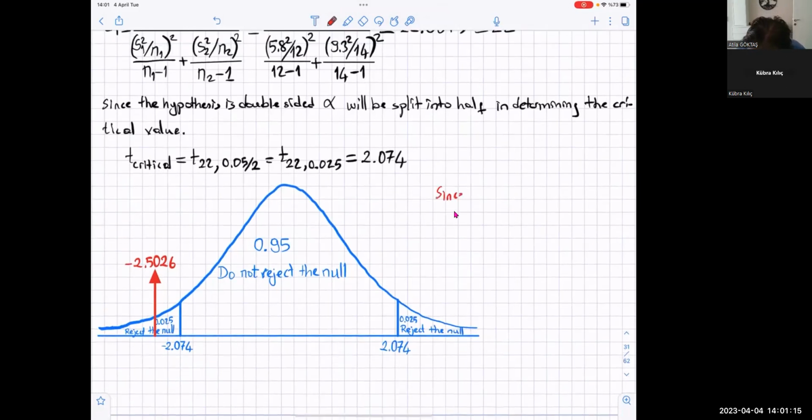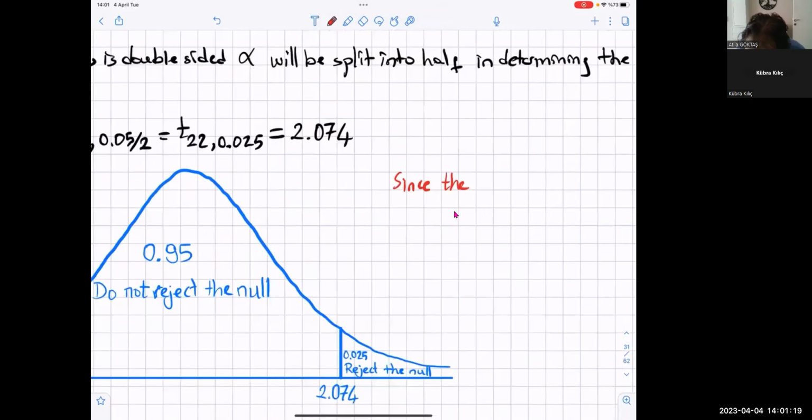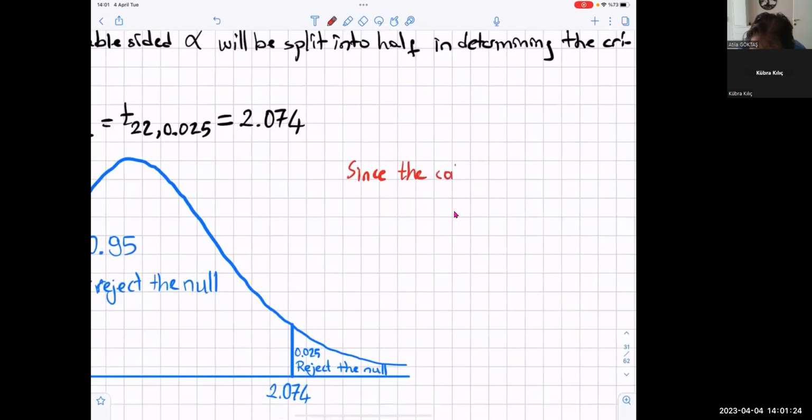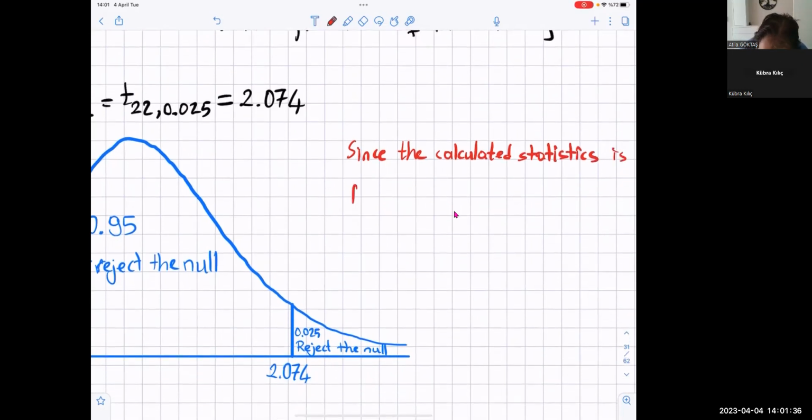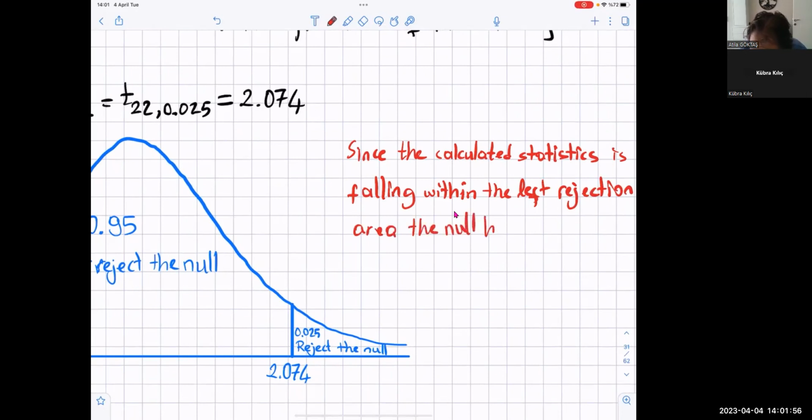Since the calculated statistic is falling within the left rejection area, the null hypothesis is rejected with 4.45 level of significance.